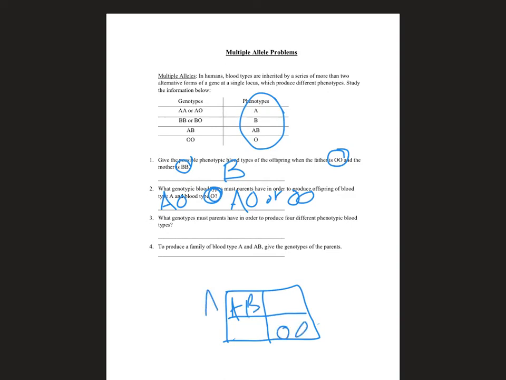So you know that this has to be A and B, A and B, which means this, in order to get all of these, you know that these parents have to be OO, because that's the only way you would get an offspring with type O here, right? So one parent would have to be AO and the other parent would have to be BO. Those two parents together would be able to produce 4 different phenotypic blood types. Here's AB, here's A, here's B, and here's O.